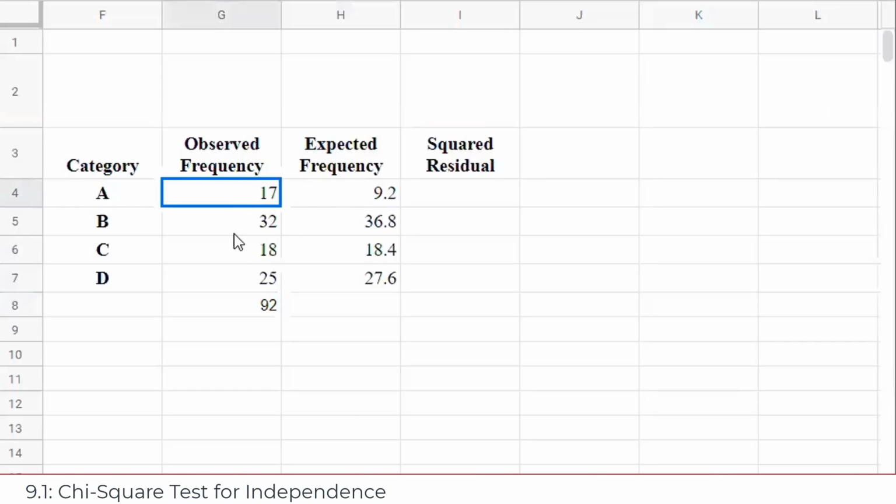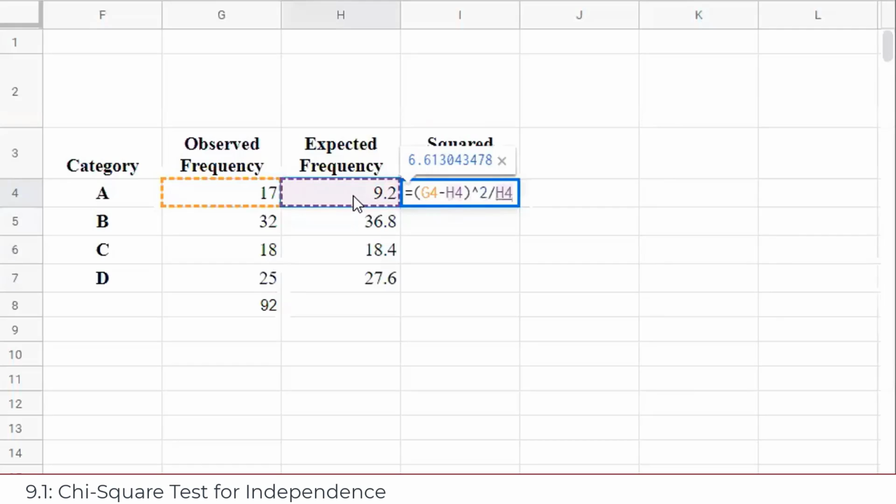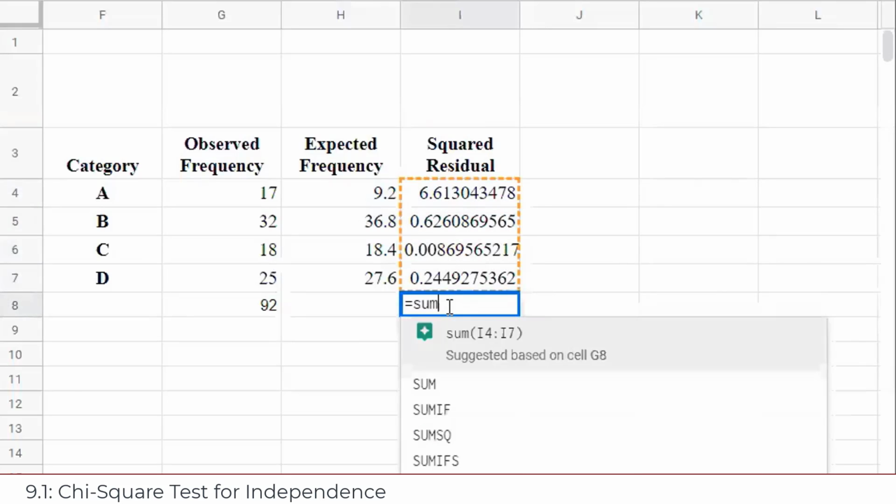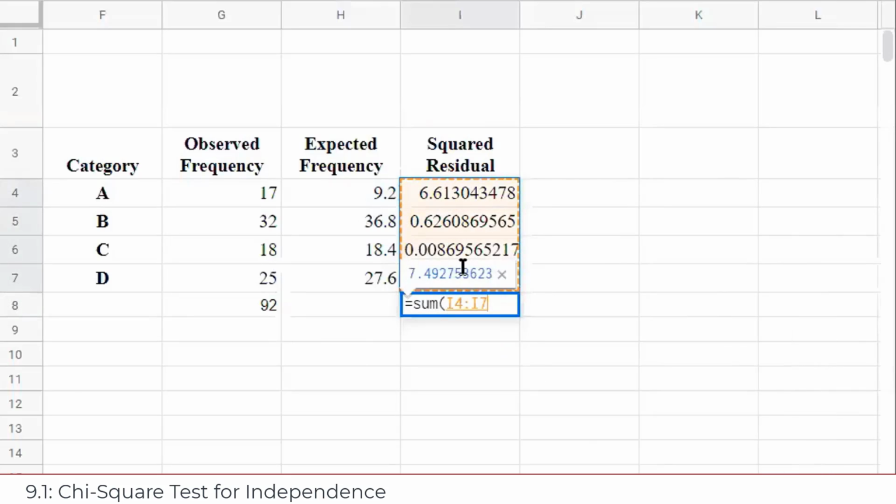Now I have my observed frequency, I have my expected frequency, and now I can calculate the squared residual. So this is the same calculation I did before. I'm going to say equals, I'm going to take the observed and subtract the expected. I'm going to square that number and divide it by the expected. And there's my squared residual. I'm going to do this for all 4 rows, and then I'm going to add them all up. And there is chi-squared.